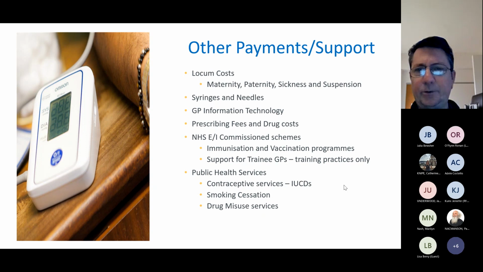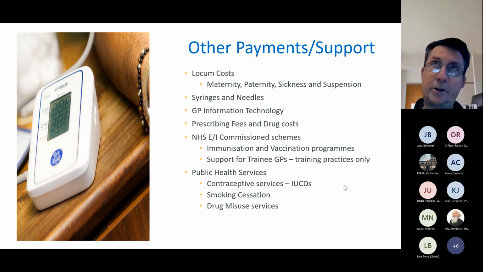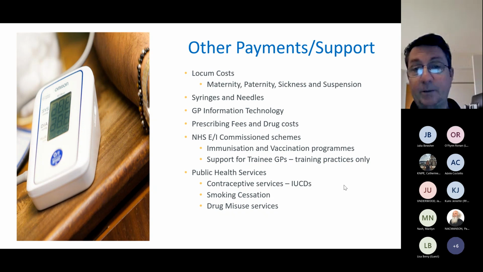Things like syringes and needles are covered. GP information technology: nearly all of IT is paid for through a GPIT scheme through the local ICB, so general practice doesn't have to pay for any of that. Then prescribing fees and drug costs, and there are some dispensing practices as well, especially in more rural areas. There's additional money that comes along with that too.